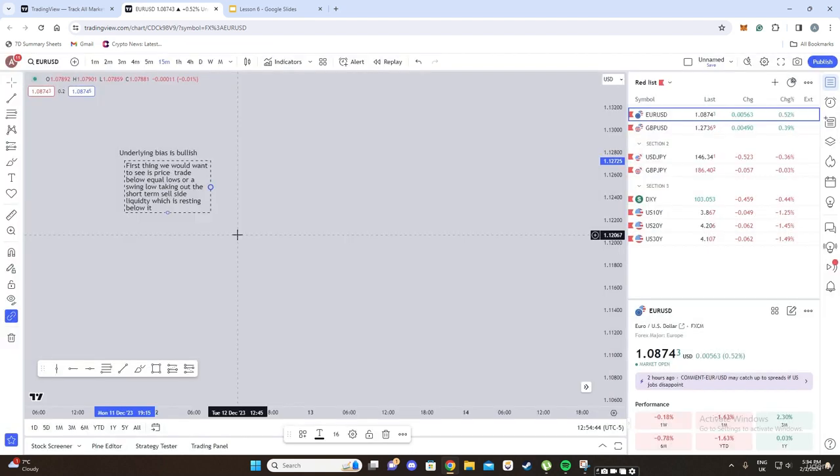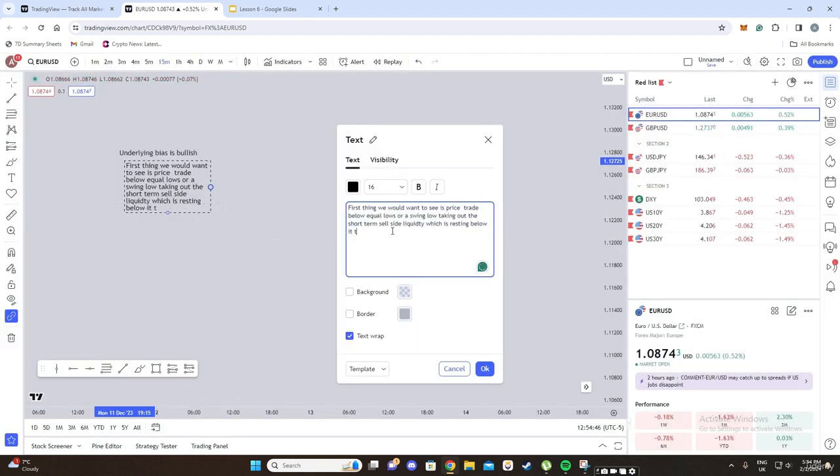The reason we want to see this is because that's the manipulation that the market does to get liquidity in the marketplace.